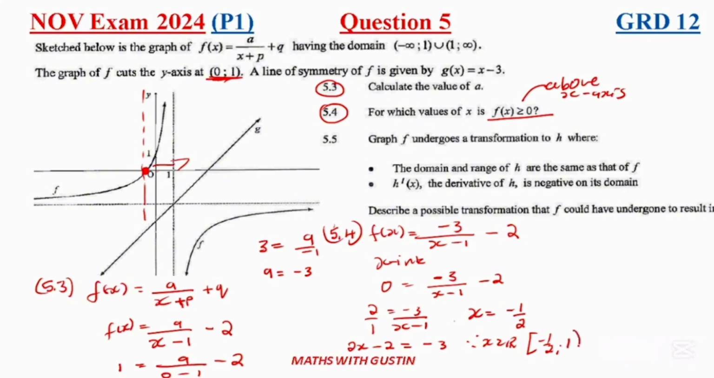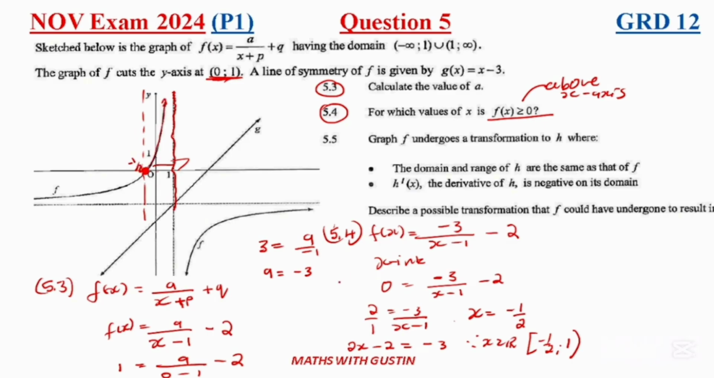1. But 1 is not included in this case because this graph goes up, but it doesn't go up to infinity. It is restricted by this line of asymptotes here. So you are going to say, starting from negative half, which is here, this graph is above up until it gets somewhere here, but it does not touch that.